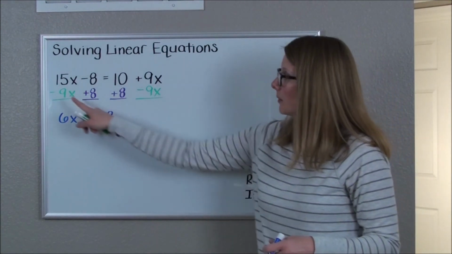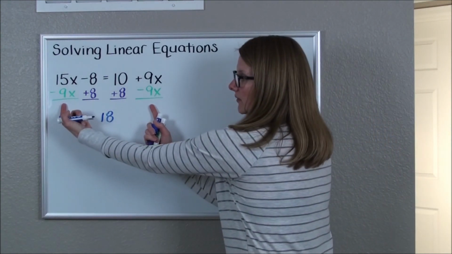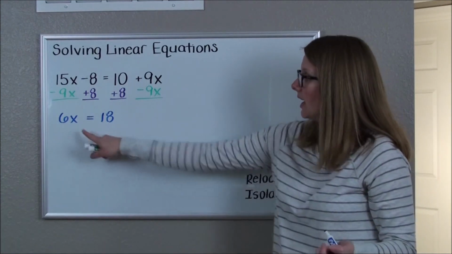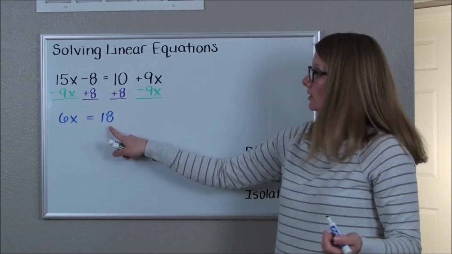And so what I've done by moving things around, by adding the same thing to both sides or subtracting the same thing from both sides, maintaining that balance, I've now moved everything with a letter to the left and everything that's just a constant to the right.